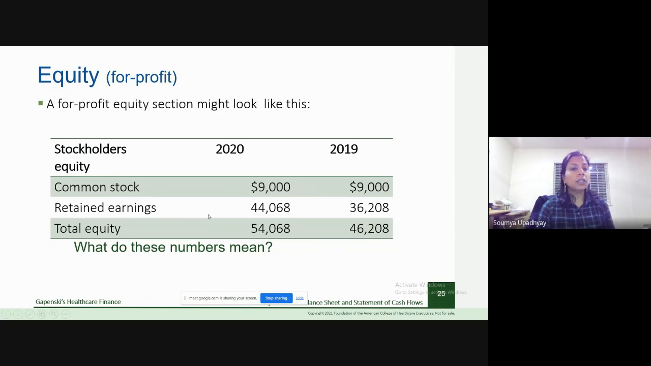The other thing in stockholders' equity is retained earnings, and they are an accumulation of earnings that are reinvested in the business. So that is another section. Those two together form the total equity section for the for-profit. And the not-for-profit is very simple. You don't have all of this, and that makes a not-for-profit. It can be put very simply like that.